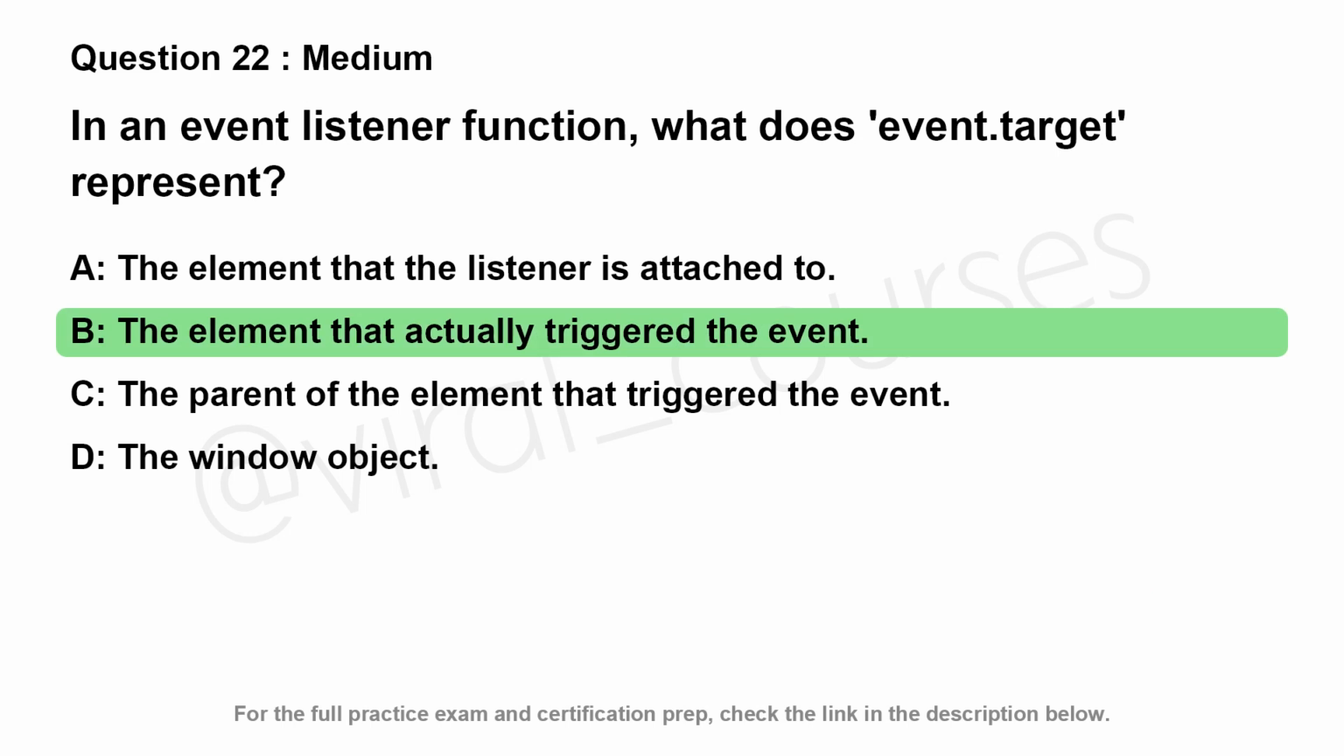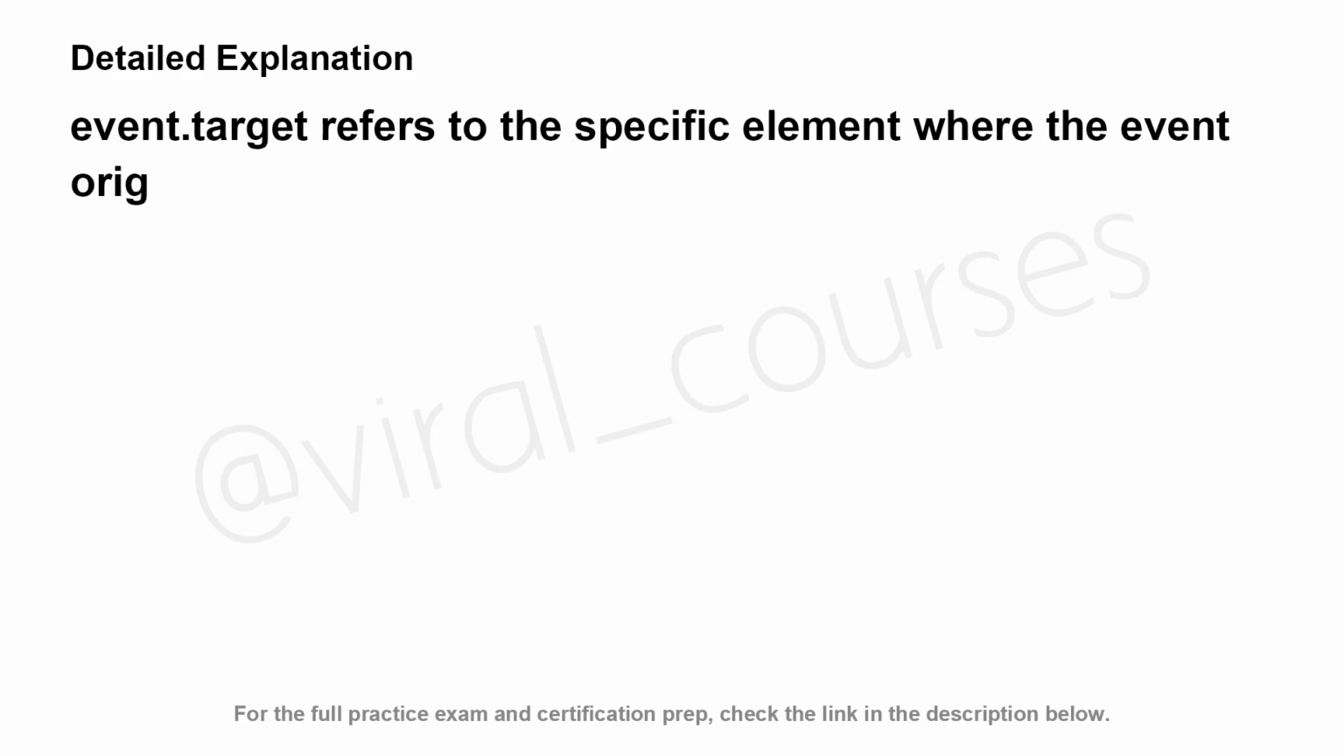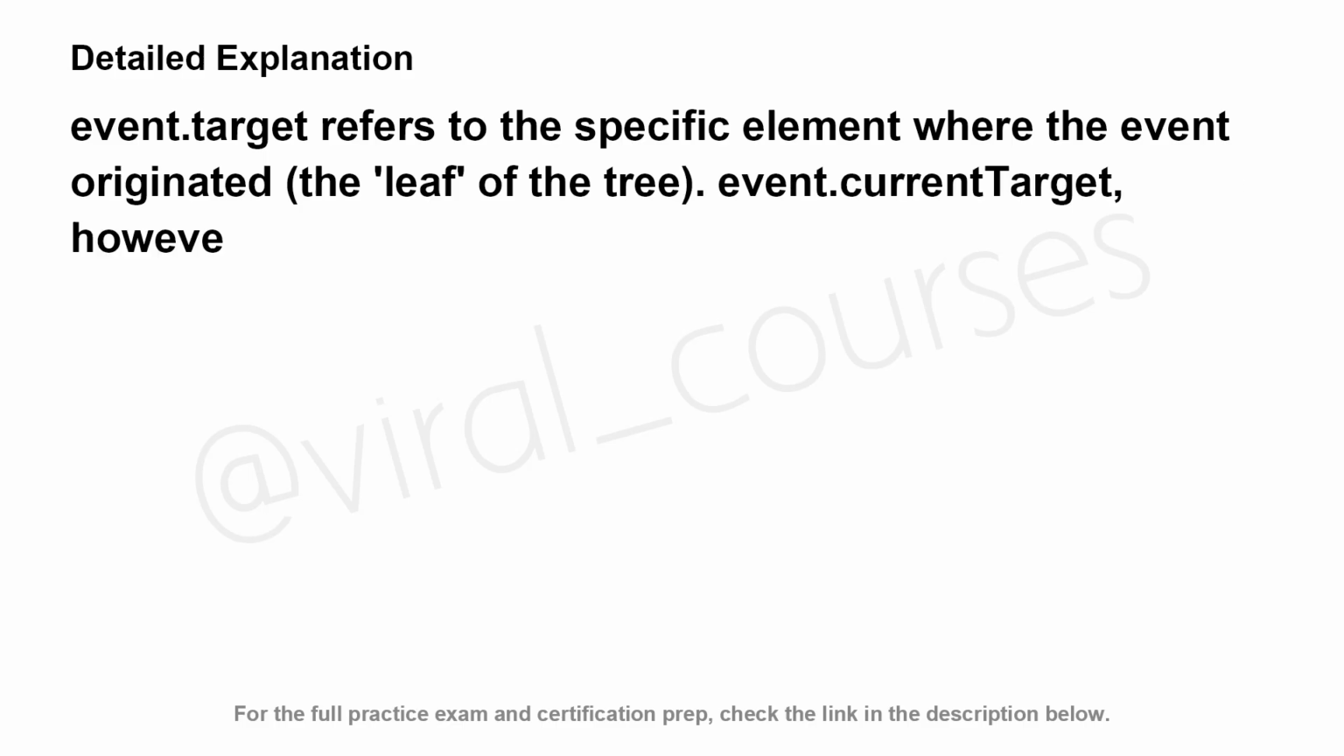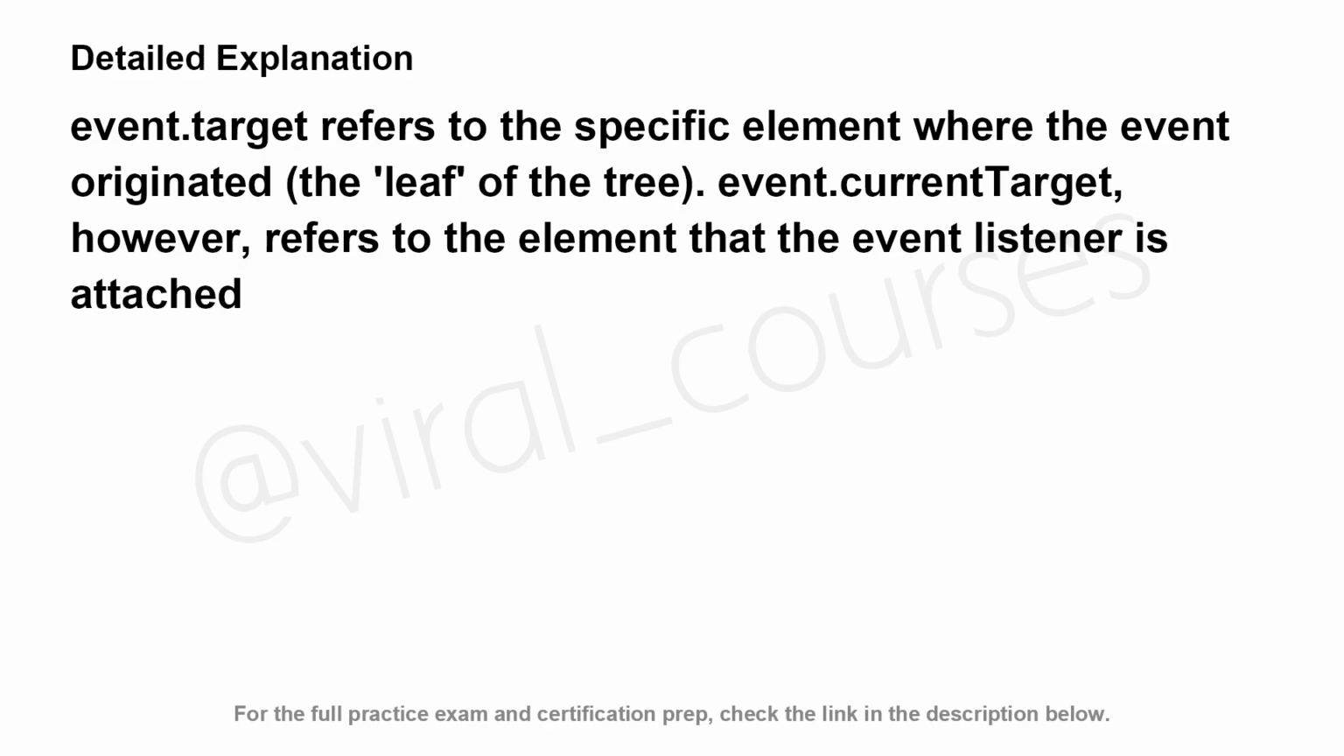The correct answer is B. Event target refers to the specific element where the event originated. The leaf of the tree. Event current target, however, refers to the element that the event listener is attached to.